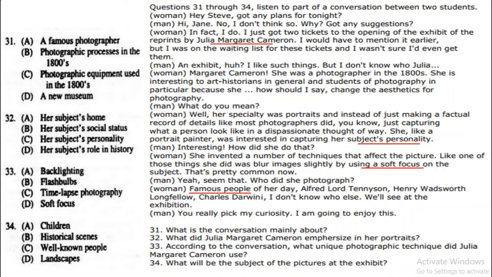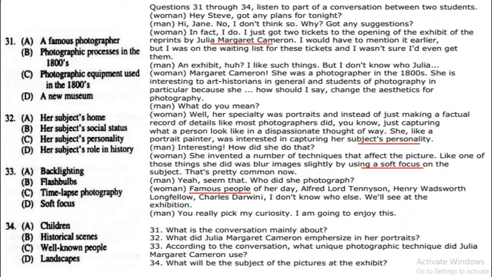An exhibit, huh? I like such things. But I don't know who Julia... Margaret Cameron. She was a photographer in the 1800s. She's interesting to art historians in general and students of photography in particular because she, how should I say, changed the aesthetics of photography. What do you mean? Well, her specialty was portraits, and instead of just making a factual record of details like most photographers did, just capturing what a person looked like in a dispassionate sort of way, she, like a portrait painter, was interested in capturing her subject's personality.